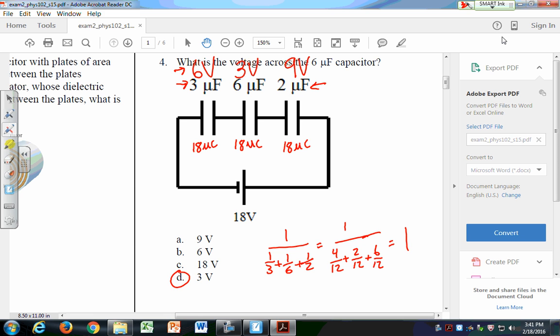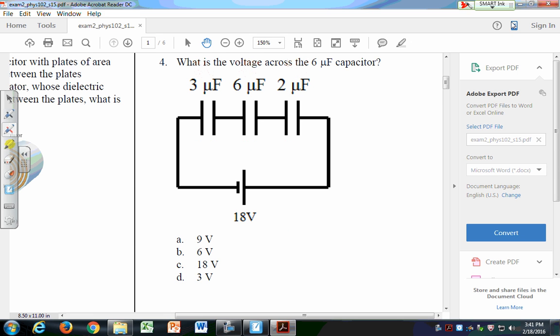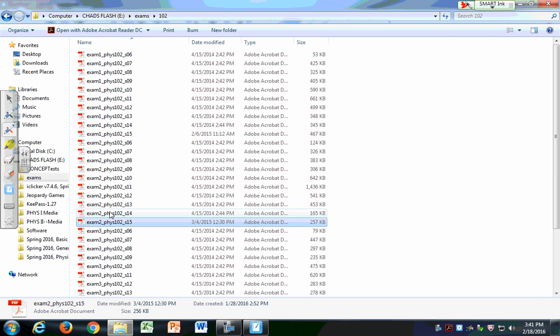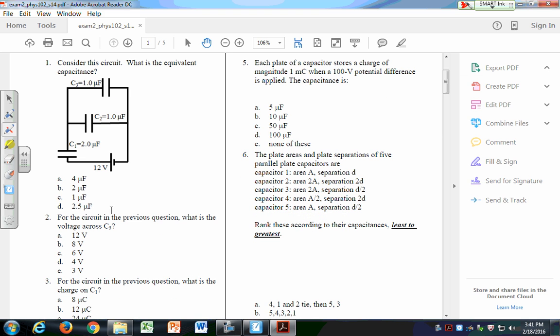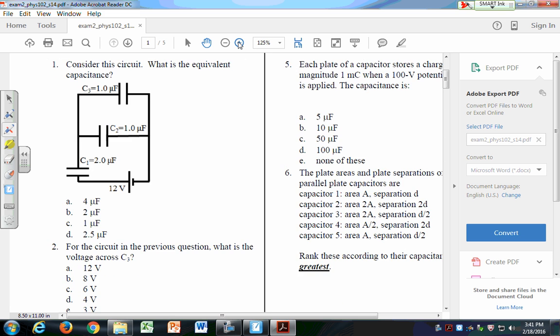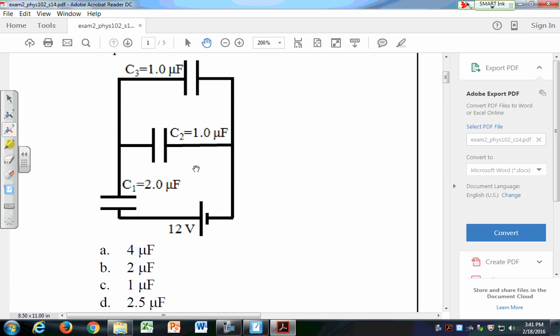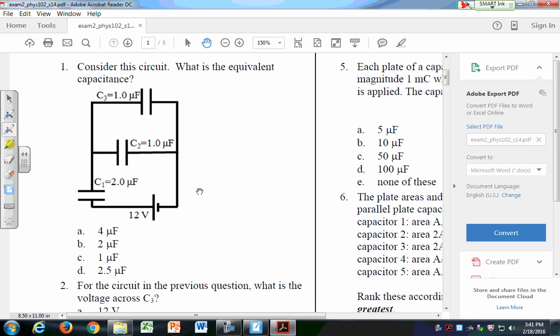All right, let's pull up another test. So which one is that? 15. Okay to just do more circuits? Okay, let's do this number 1 then. So similar but different. I want to know the equivalent capacitance first, and then the voltage across C3. The equivalent capacitance first.